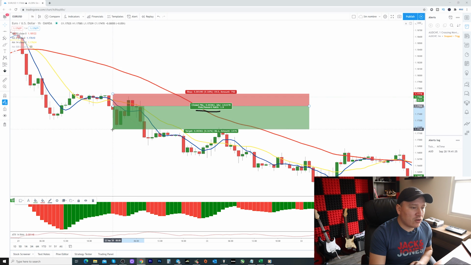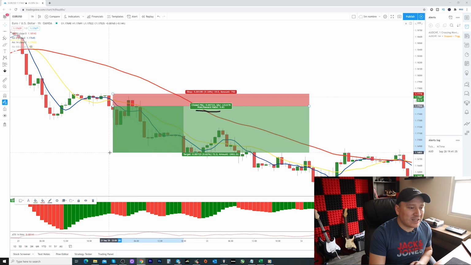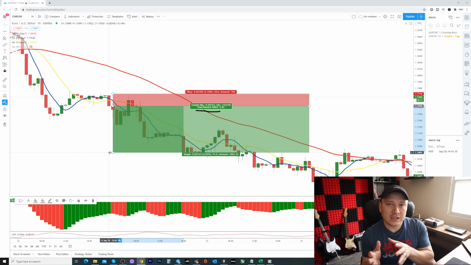So when you actually increase the take profit, if you notice the risk ratio, the risk reward is actually growing, right?